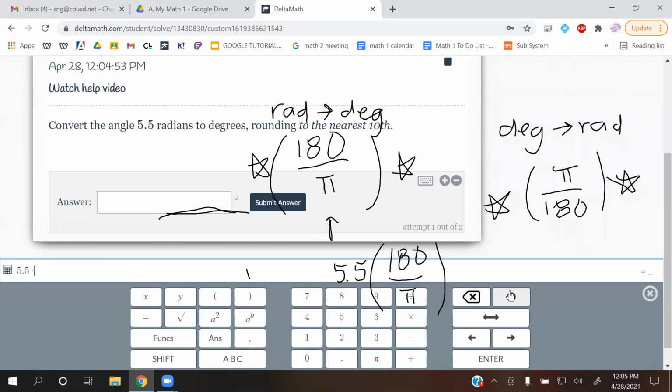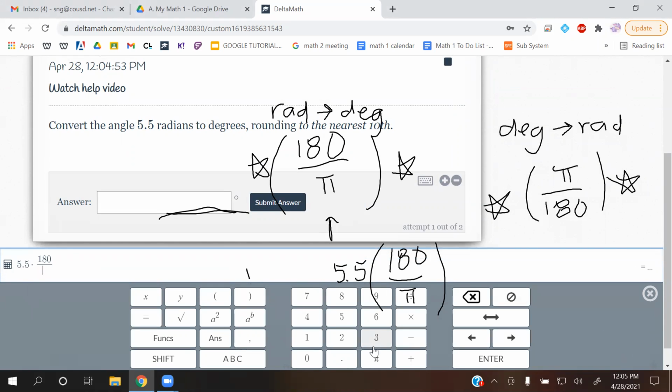5.5 times 180 over pi. We're rounding it to the nearest tenth. So it's 315.1. That 2 is a small number, so the 1 stays as a 1. We get 315.1.